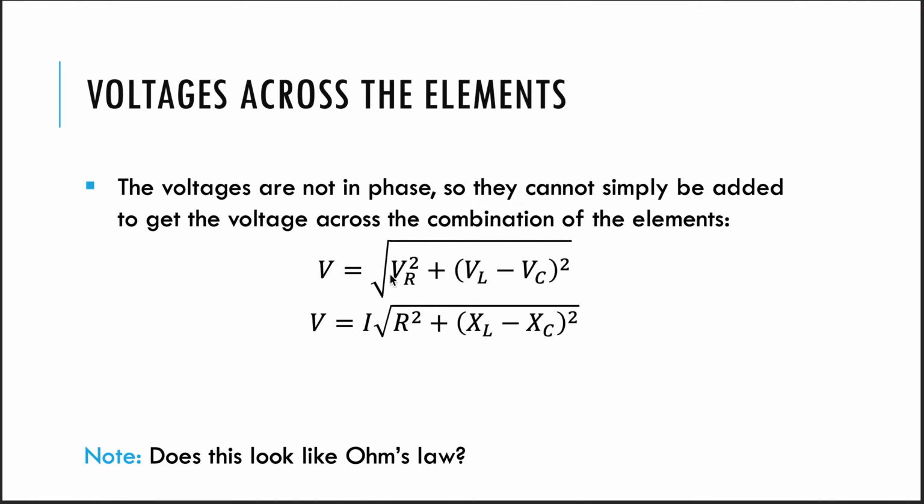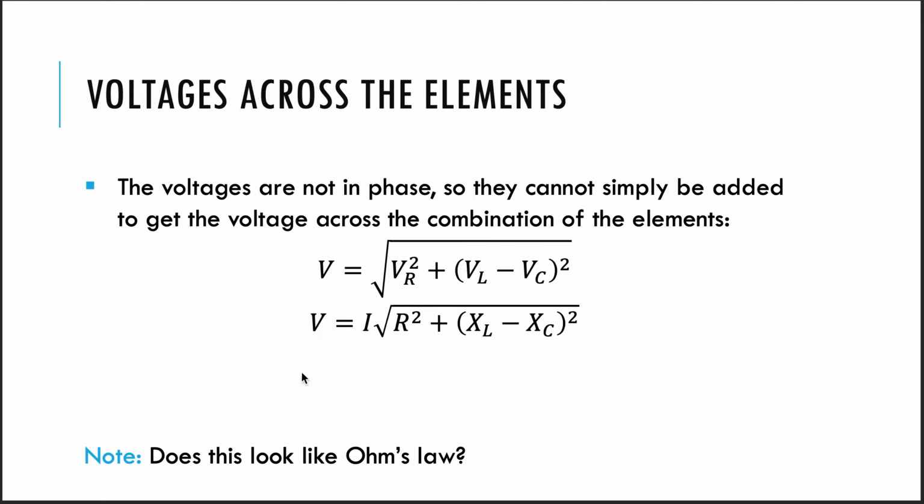To add them, you have to use this formula, which kind of looks like the Pythagorean theorem. It's a result of phasor addition, but we're not going to derive this. We're just going to accept that the voltages add up differently because they're not in phase. So from each of these voltage terms, we can factor out a current, taking it out of the square root.